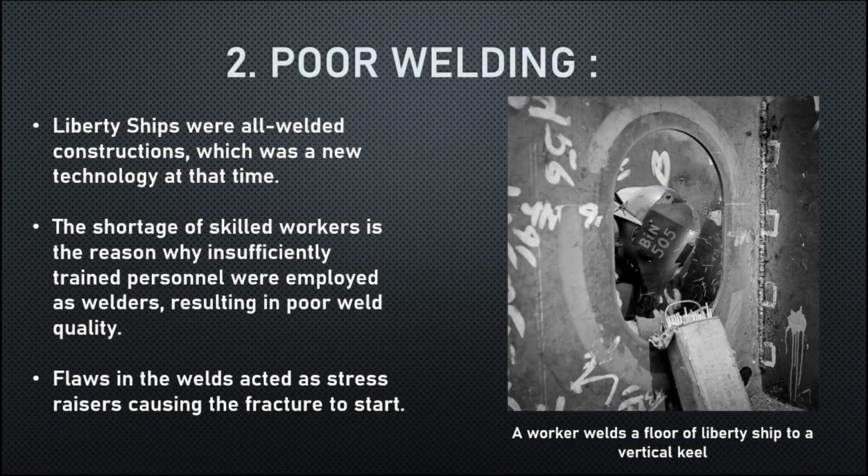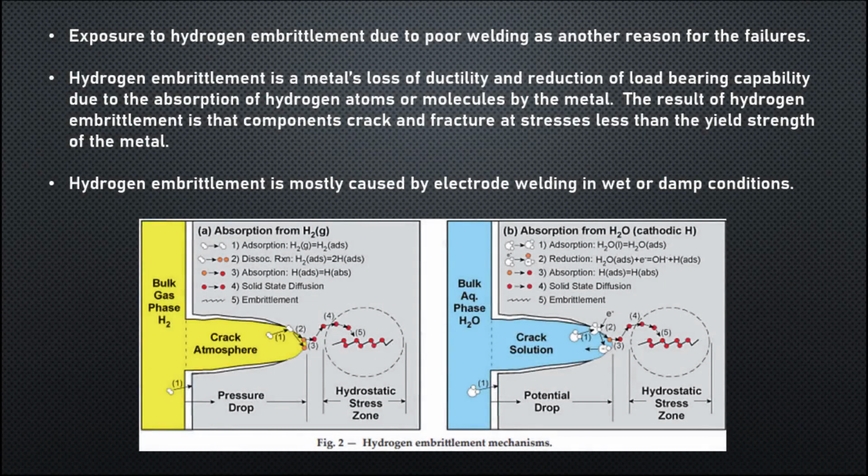Next, we are going to discuss the poor welding, which is another reason for failure. Liberty ships were all welded construction, which was a new technology at the time. The shortage of skilled workers is the reason why insufficiently trained personnel were employed as welders, thus resulting in poor weld quality. The flaws in the welds acted as stress raisers, causing the fracture to start. Besides, the metal was also exposed to hydrogen embrittlement due to poor welding, which is another reason for the failures.